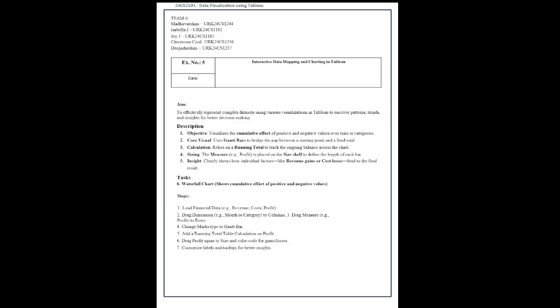The aim of this experiment is to represent complex data sets using Tableau visualization to identify patterns, trends, and insights for better decision making. In this experiment, the main focus is on the waterfall chart. The waterfall chart is used to show the cumulative effect of positive and negative values over time or categories. It helps us understand how an initial value changes step by step to reach a final value.